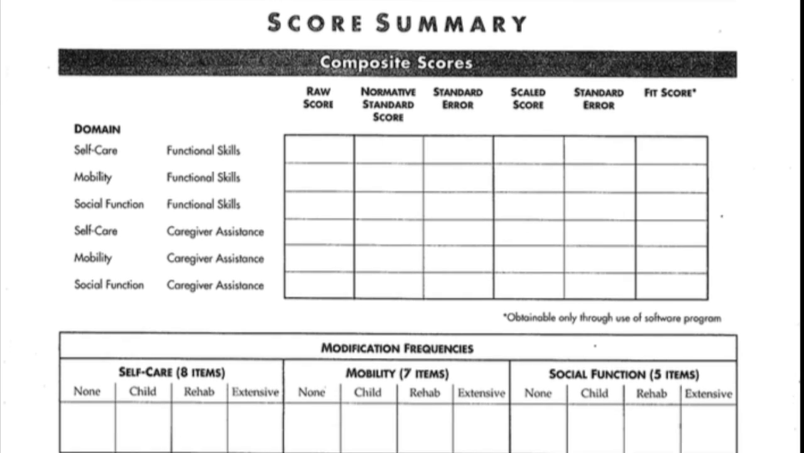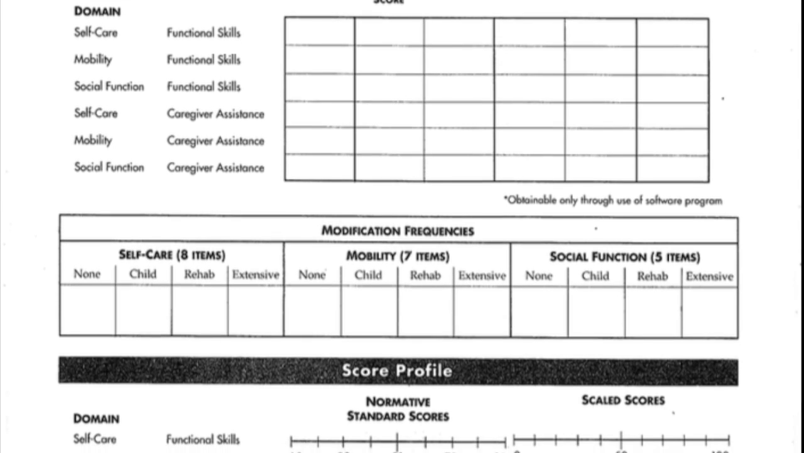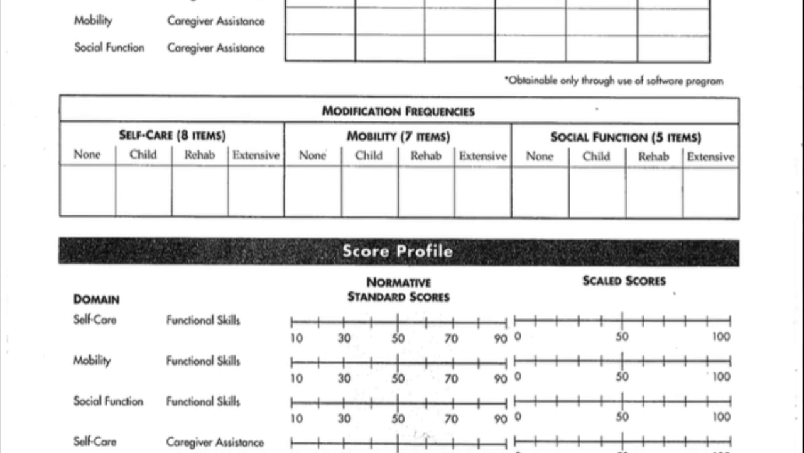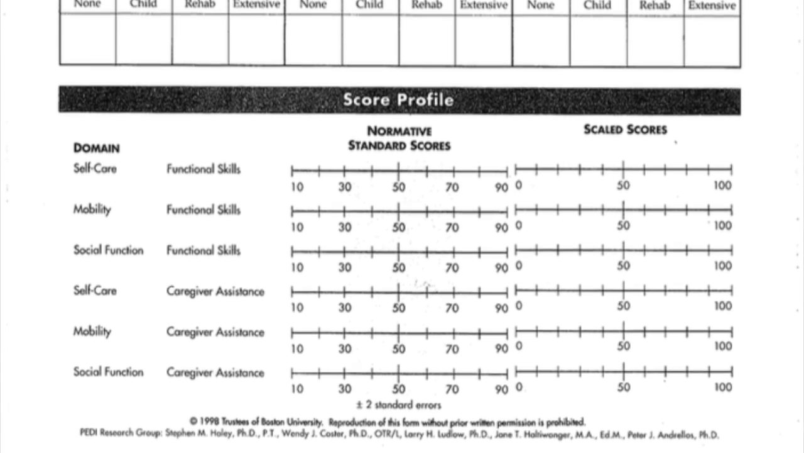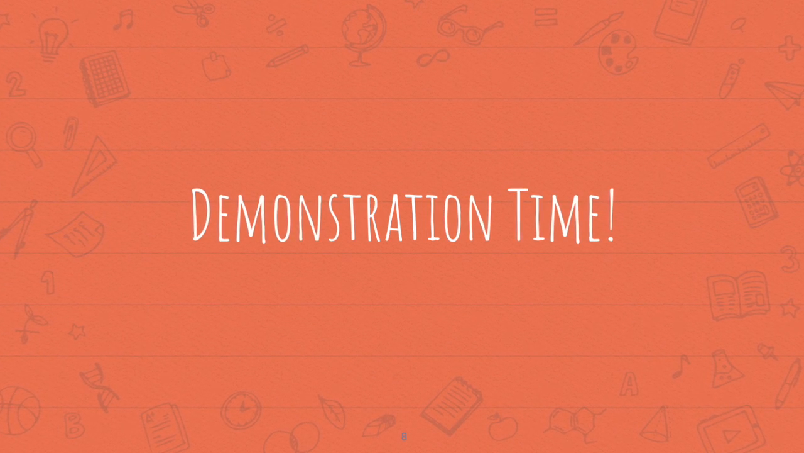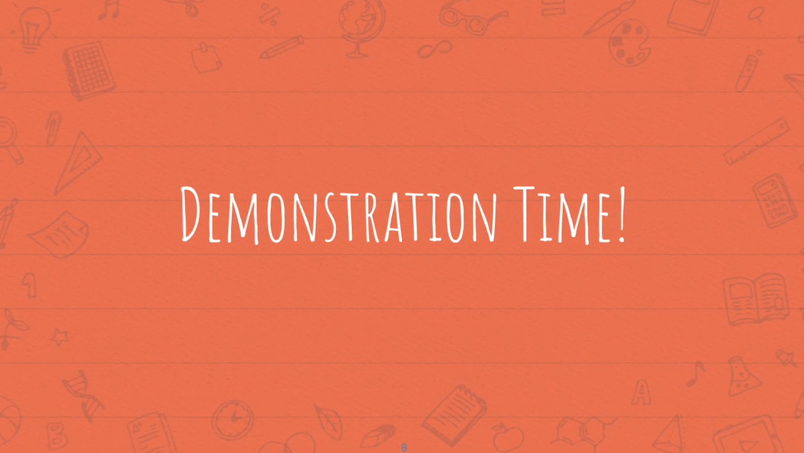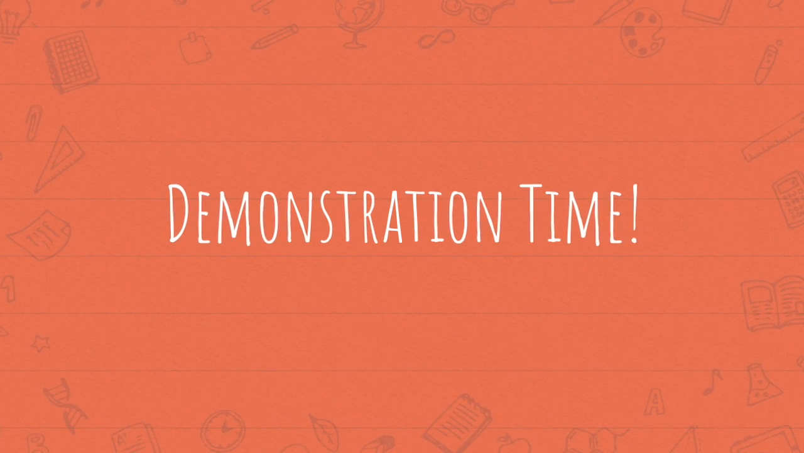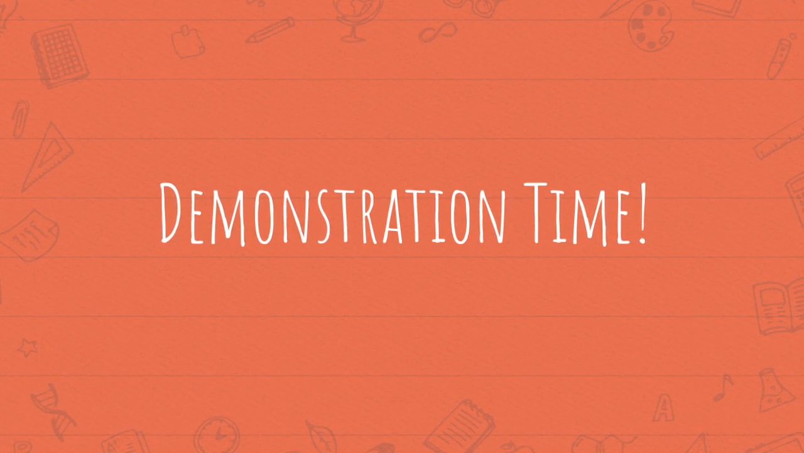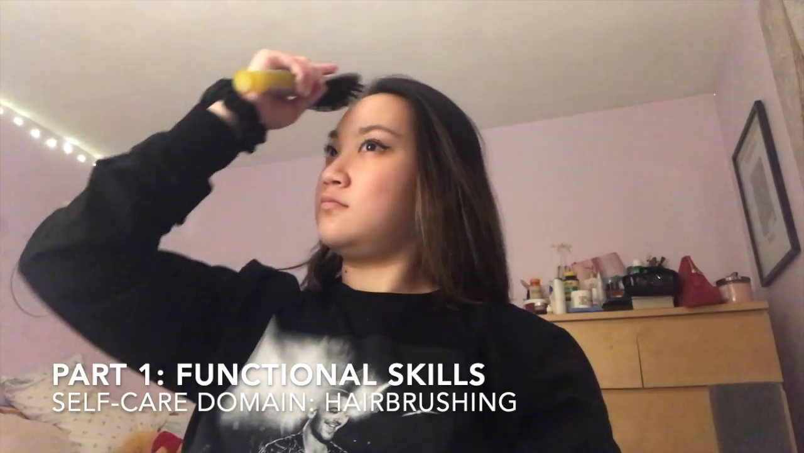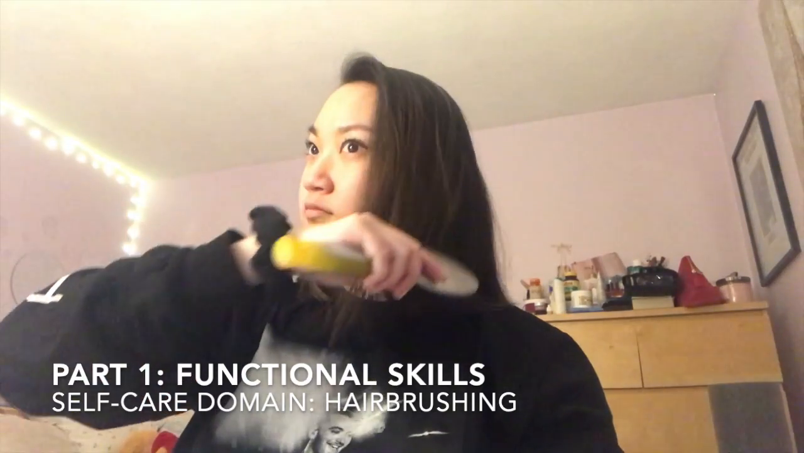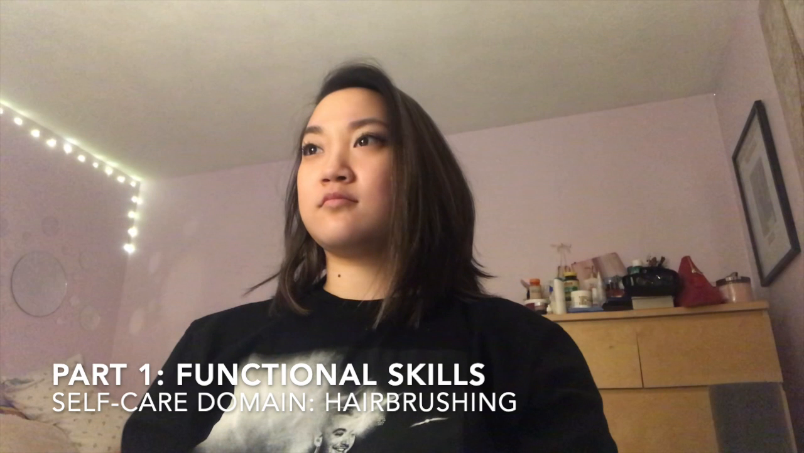Unfortunately, I did not have access to the manual, but that is where I assume you can find the normative standard score and standard error, and that's where you can figure out the fit score. Demonstration time! I would suggest you look along with the manuals to follow my scores. So as you can see here, I was able to hold my head in position while my hair was being combed. I can bring the brush or comb to my hair. I was able to brush or comb my hair. I was also able to manage tangles and part my hair.